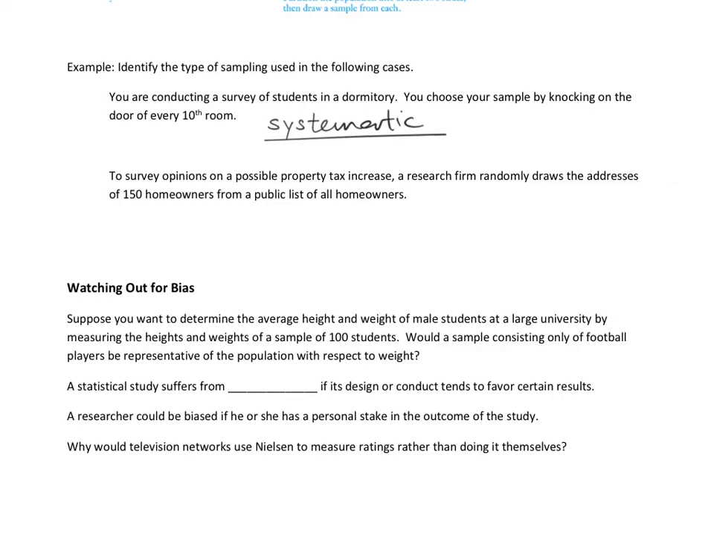The second example: to survey opinions on a possible property tax increase, a research firm randomly draws the addresses of 150 homeowners from a public list of all homeowners. This sounds like they had the entire city or county's worth of homeowners' names and information, and they just put them all into the same pool and randomly picked 150. This one would be a simple random sample.